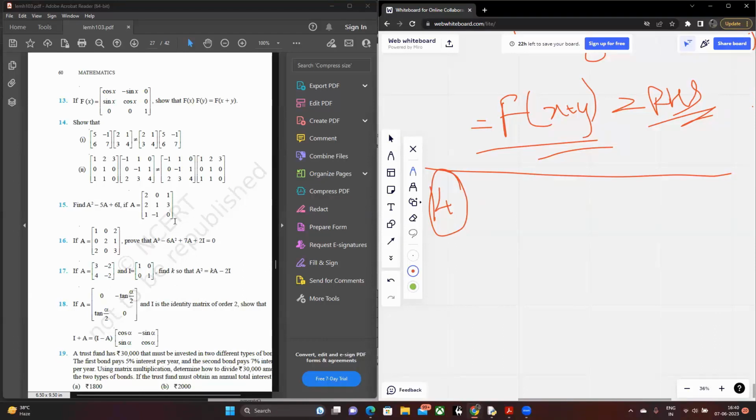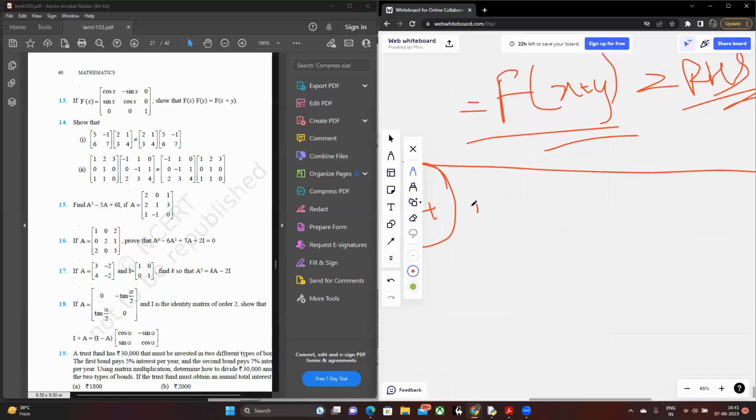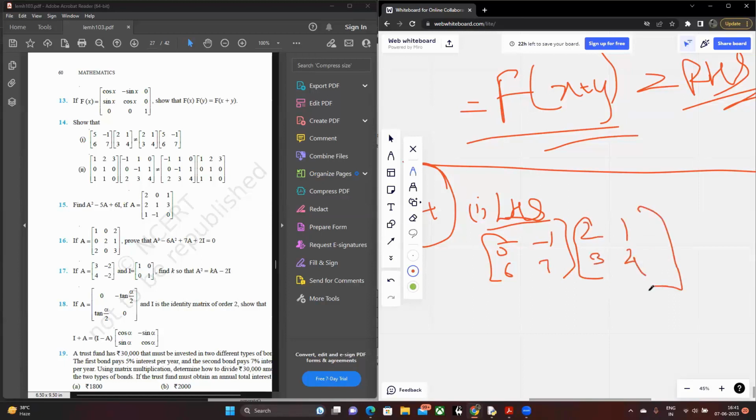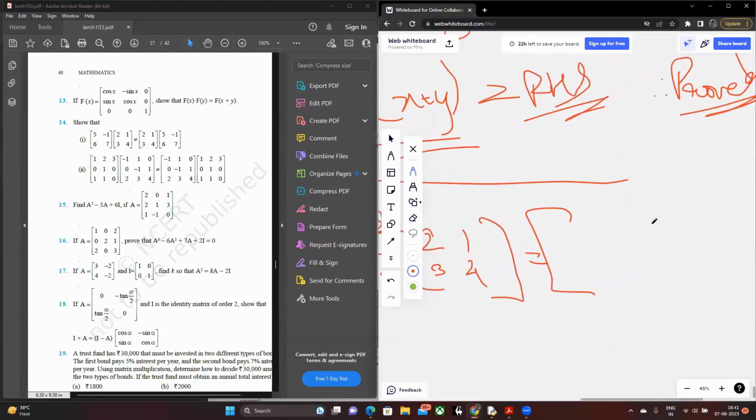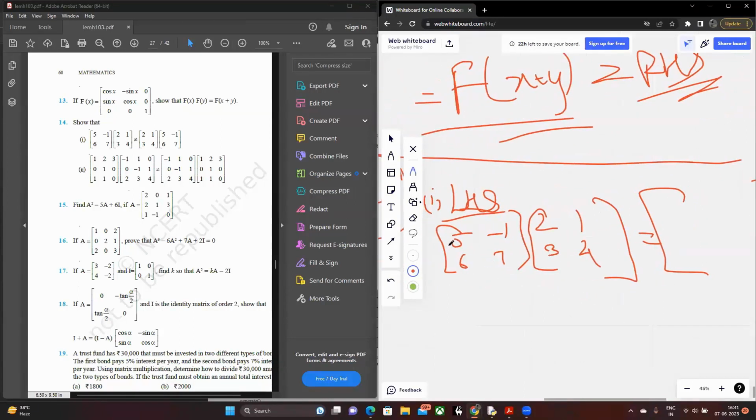Show that the matrix 5, minus 1, 6, 7, times 2, 1, 3, 4 is not equal to the product in the reverse order. Show that the multiplication of this is not commutative, right? So first, in part 1, I'll take the LHS first for this, right? You have 5, minus 1, 6, 7, into 2, 1, 3, 4, right? This is following the matrix multiplication rule. This is again a 2 by 2 product, right?